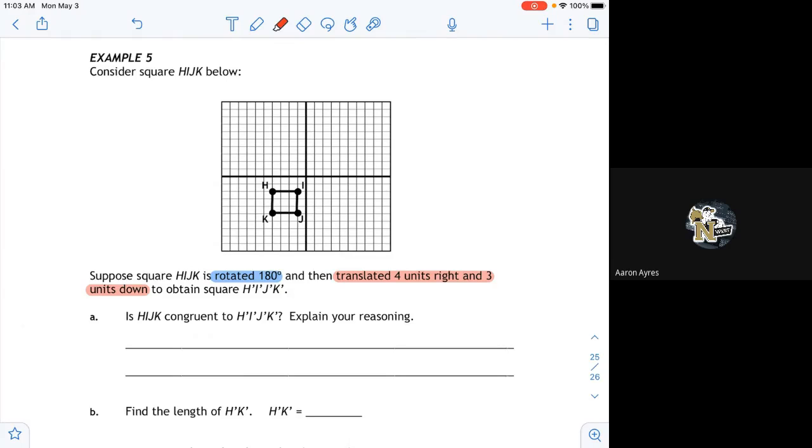Everybody at the top? So I see some people writing. That's fine.